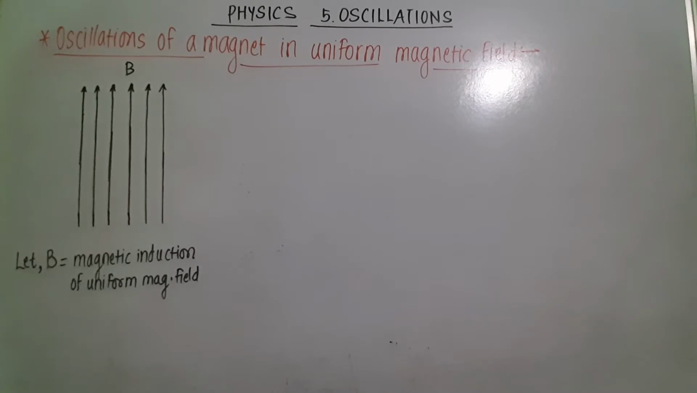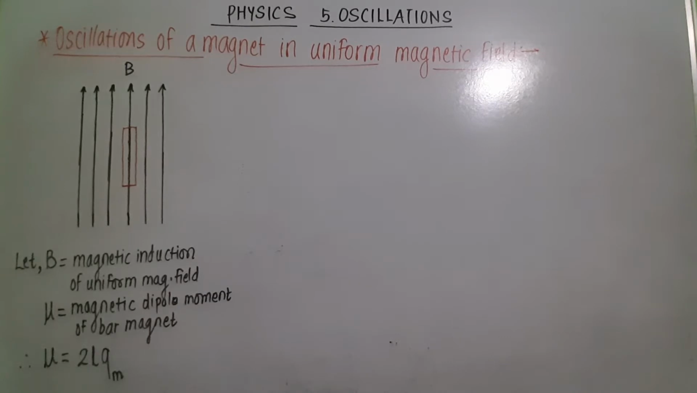If a bar magnet is freely suspended in this uniform magnetic field, it will remain in equilibrium with its axis parallel to the direction of the magnetic field, like this. When its axis is along the direction of the magnetic field, this is the equilibrium or mean position of the bar magnet. Let mu be the magnetic dipole moment of this bar magnet, and its value is equal to 2L into Qm, where 2L is the magnetic length and Qm is the magnetic pole strength.